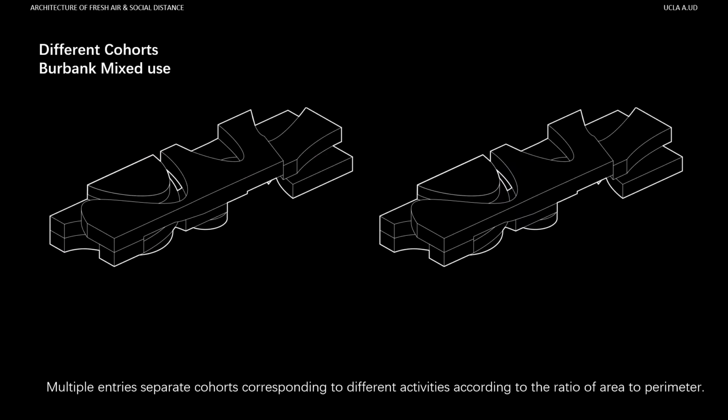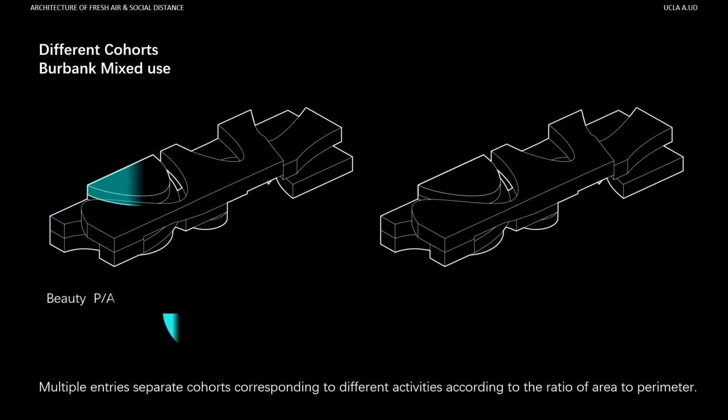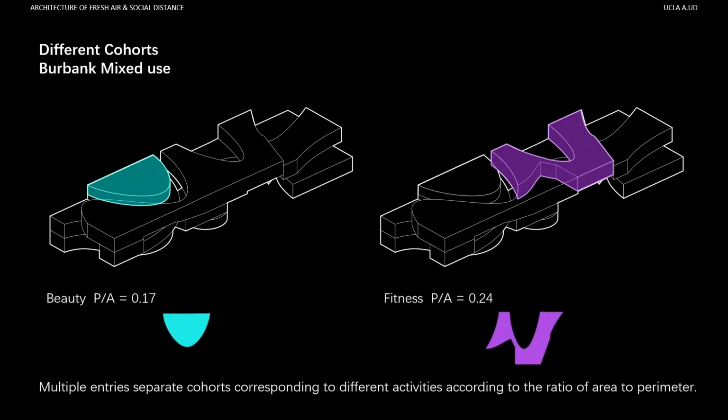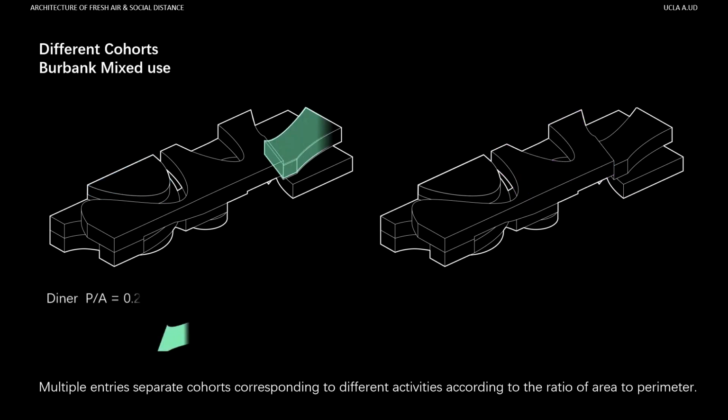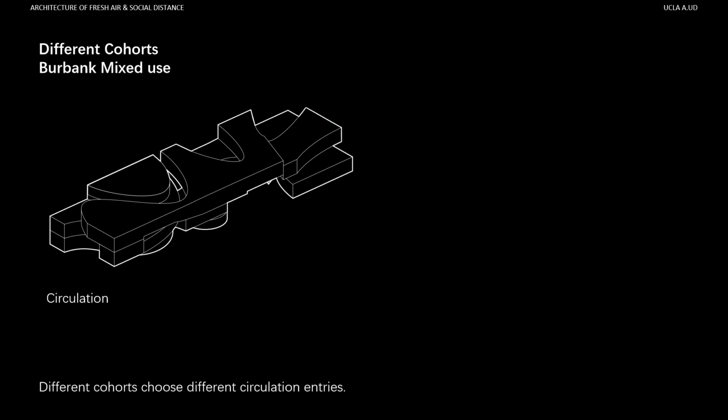This is also reflected in my Burbank mixed-use project. This is the office and all-hands space. This is the beauty and fitness area. They all have different ratios. This is a diner and grocery. Then I add in the ramps to finish the whole circulation.